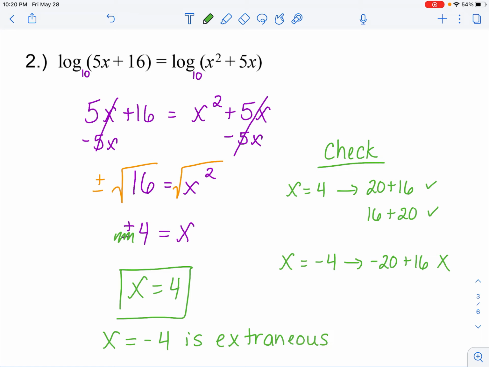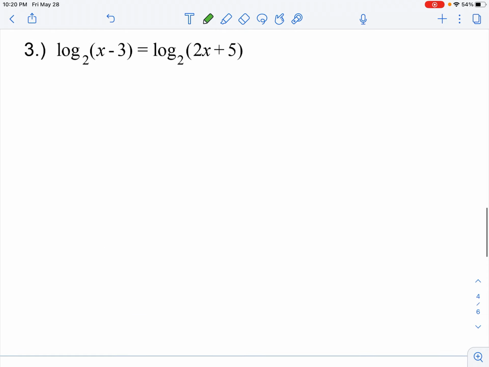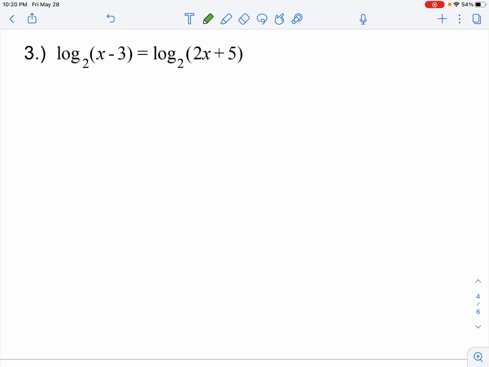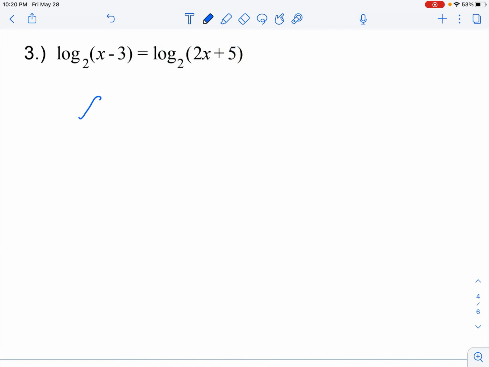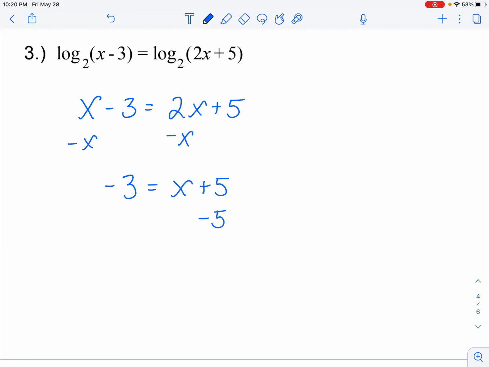All right. One more example like this. On problem number 3, we have log base 2 of x minus 3 equals log base 2 of 2x plus 5. So I can just set the arguments equal to one another. Let's say I'm going to subtract the x to get negative 3 equals x plus 5. Subtract the 5, and I'm going to end up with x equals negative 8.